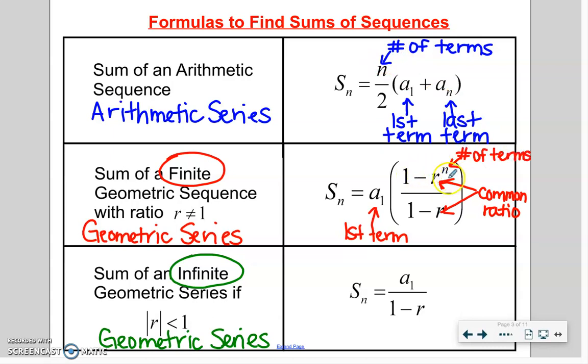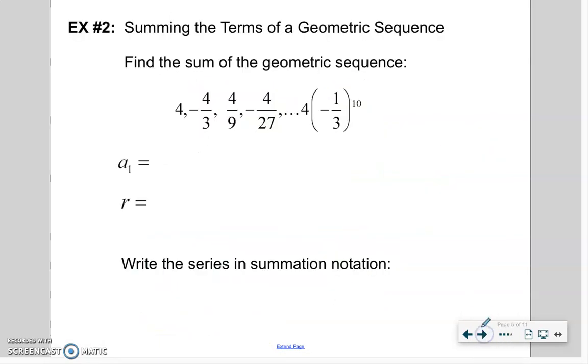Okay, just don't overthink it. It is a formula. You're just plugging stuff into it. So in this case, I need to find the first term, the common ratio, and the number of terms in order to be able to find the sum. Find the sum of the geometric sequence 4, -4/3, 4/9, -4/27, and so on. We'll break this down in a moment, but let's just plug in what we know.